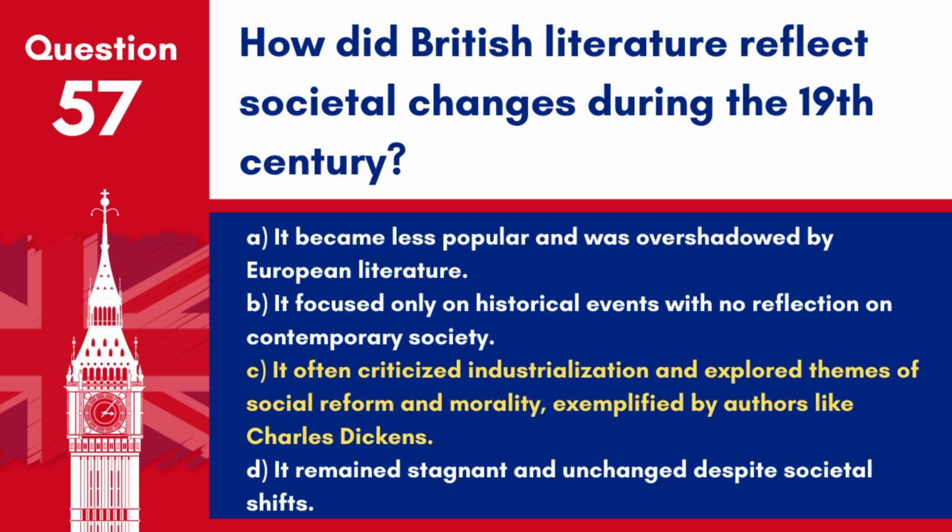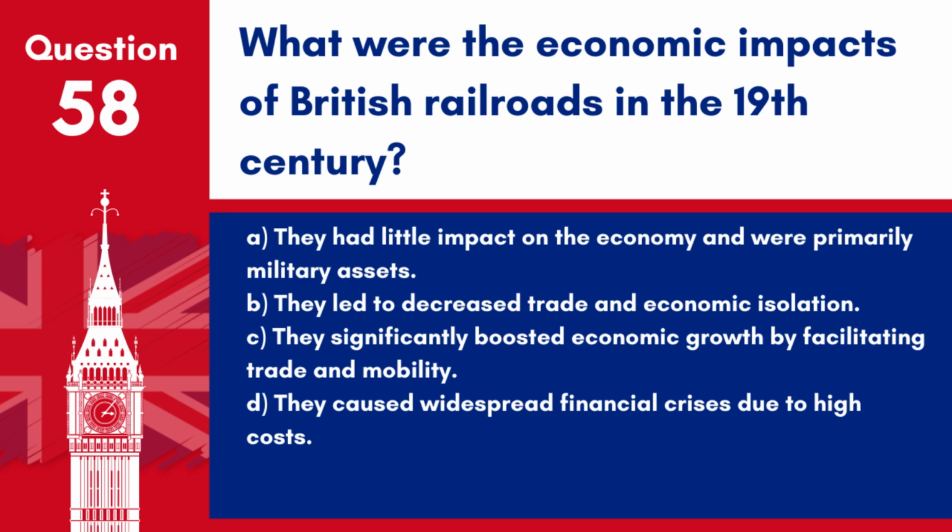Answer: C. It often criticized industrialization and explored themes of social reform and morality, exemplified by authors like Charles Dickens. British literature in the 19th century was profoundly influenced by societal changes, with many authors addressing issues of poverty, industrialization, and class disparity.